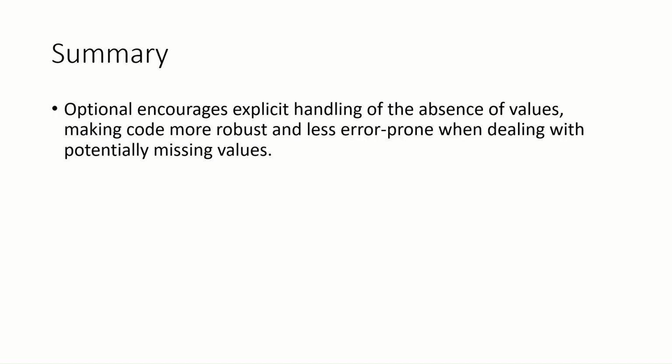Now if you go to the next slide, you will find this summary here. So let me read out the summary for you. Optional encourages explicit handling of the absence of values, making code more robust and less error prone when dealing with potentially missing values. So the main purpose of the Optional class is to handle the NullPointerException. How better you can handle the NullPointerException, that is the use case of the Optional class.